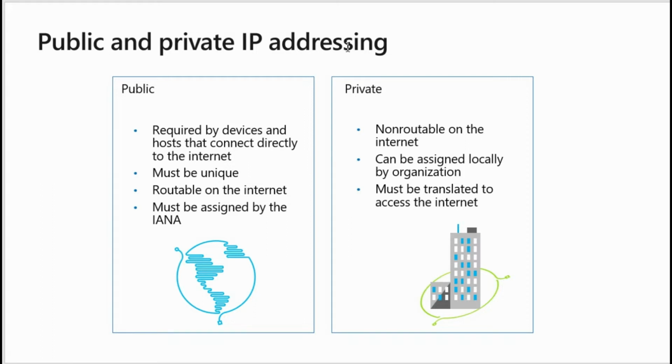Now, public and private IP addressing. Public addresses are required by devices and hosts that connect directly to the internet. They must be unique, routable on the internet, and must be assigned by IANA. IANA is the organization that looks after all this IP addressing. We have private addresses as well. Private addresses are non-routable on the internet, can be assigned locally by organizations, and must be translated to access the internet.